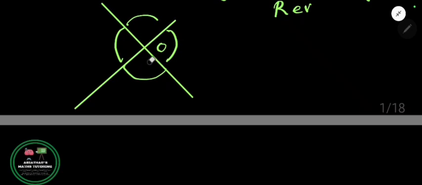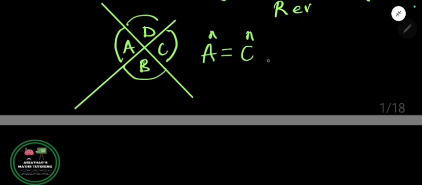Okay, so actually let me give them names. Let me say A, B, C, and D. So you can simply conclude that angle A is equal to angle C. And then what is your reason? Your reason is simply going to be vertically opposite angles. Okay, so your reason, you just say vertically opposite angles.